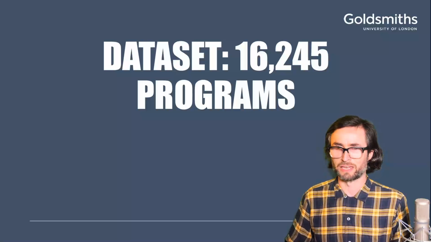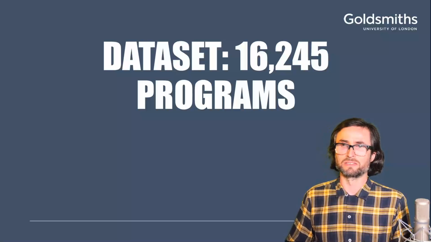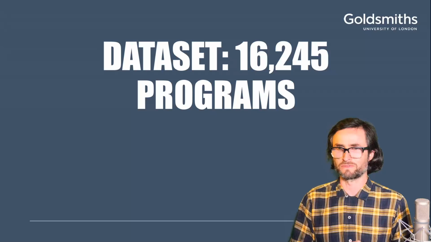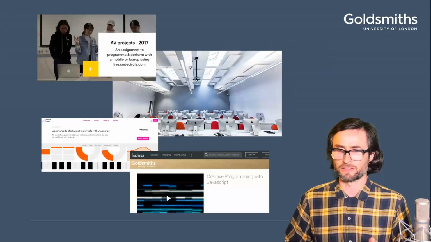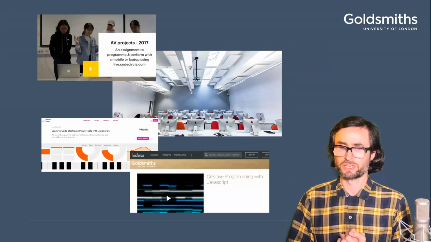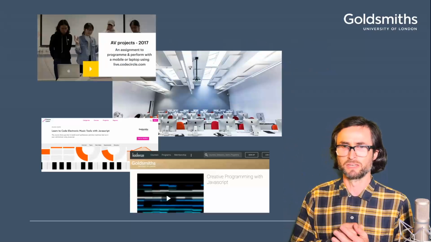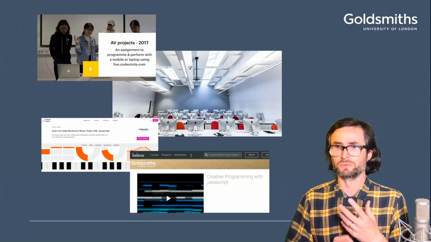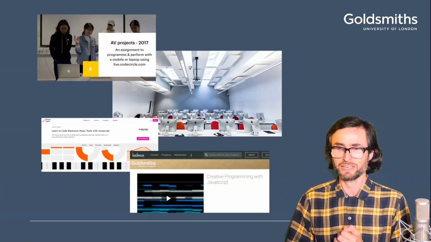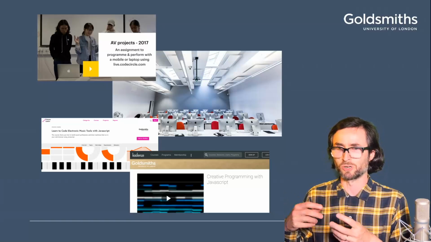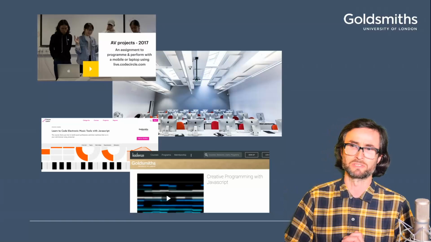Okay, the data set. As I say, the data set contains over 16,000 programs, 16,245, and these were gathered through all kinds of different contexts. So up the top there you can see there's a summer school that we run at Goldsmiths in the summer. Well, we're not running it this year because of COVID, but normally we bring students from around the world to do a creative computing summer school.